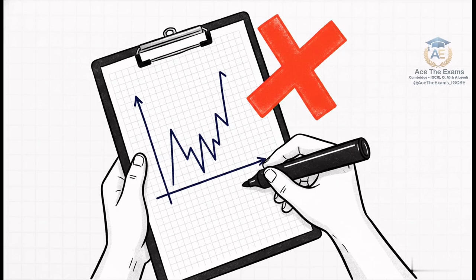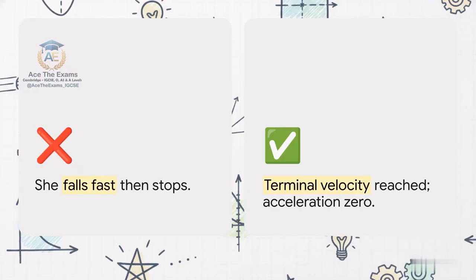Section: Spot the flawed answer. Let's look a little closer at this. All right, let's escalate the stakes a bit. I want you to act as the tough Cambridge examiner for a second. Look at this side-by-side comparison. On the left, we've got our vague, flawed student answer: she falls fast, then stops. That gets absolutely 0 marks.